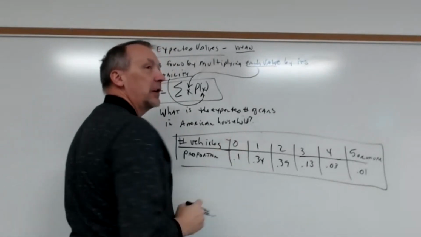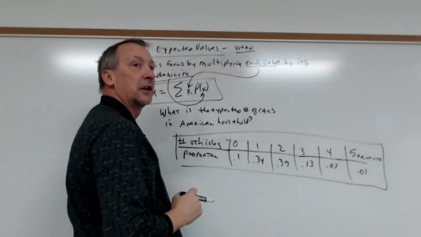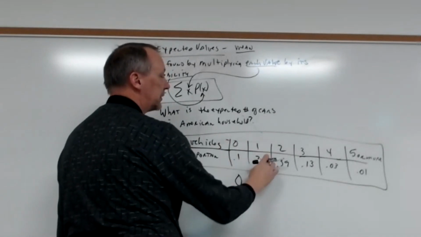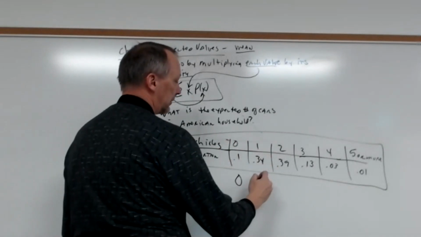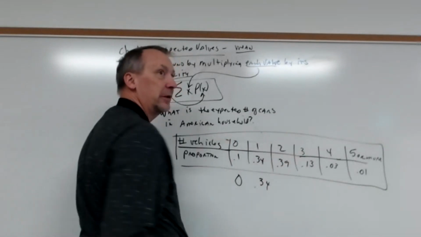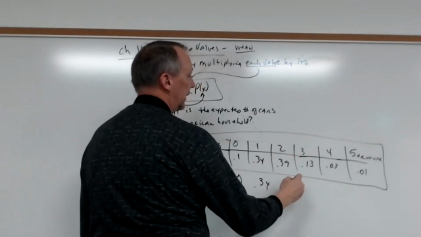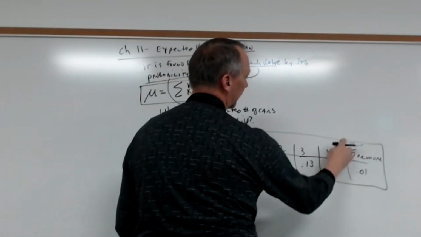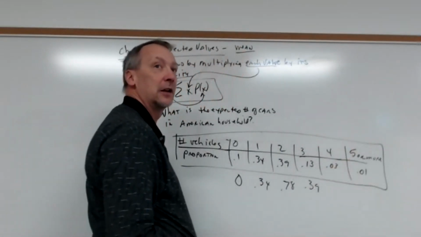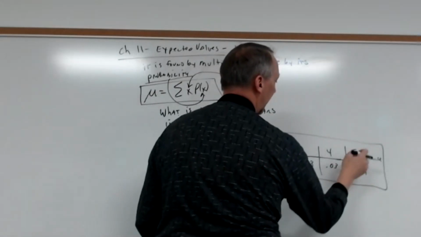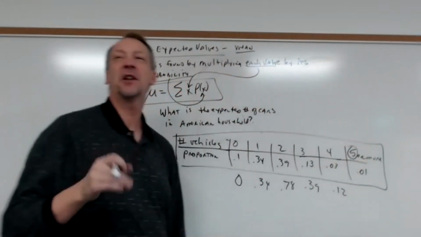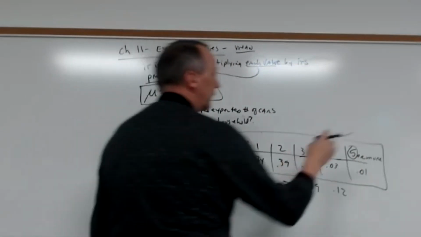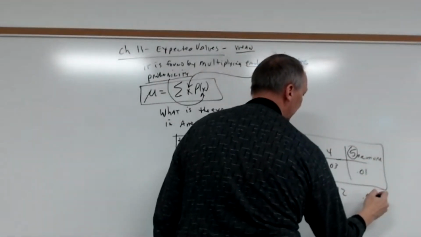So all I'm going to do is multiply these. 0 times 0.1 is 0. 1 times 0.34, 0.34. 2 times 0.39, 0.78. 3 times 0.13, 0.39. 4 times 0.03, 0.12. It says 5 or more, I'm just going to go with 5. It's good enough. 5 times 0.01, 0.05.